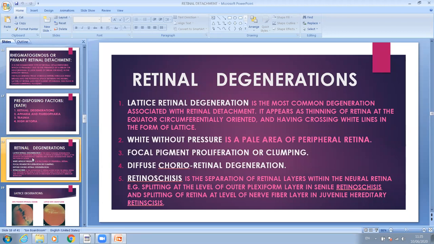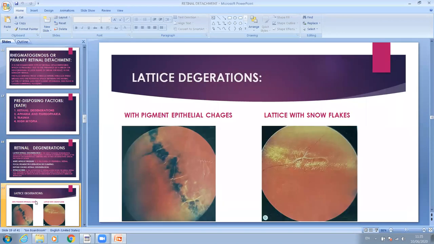Retinoschisis is a term used for the separation of the retinal layers within the neural retina, instead of separating from the pigment epithelium. Very rarely, it happens that it is separated within the neural layers. Sometimes this gives rise to an actual retinal detachment. So these are the five degenerations.